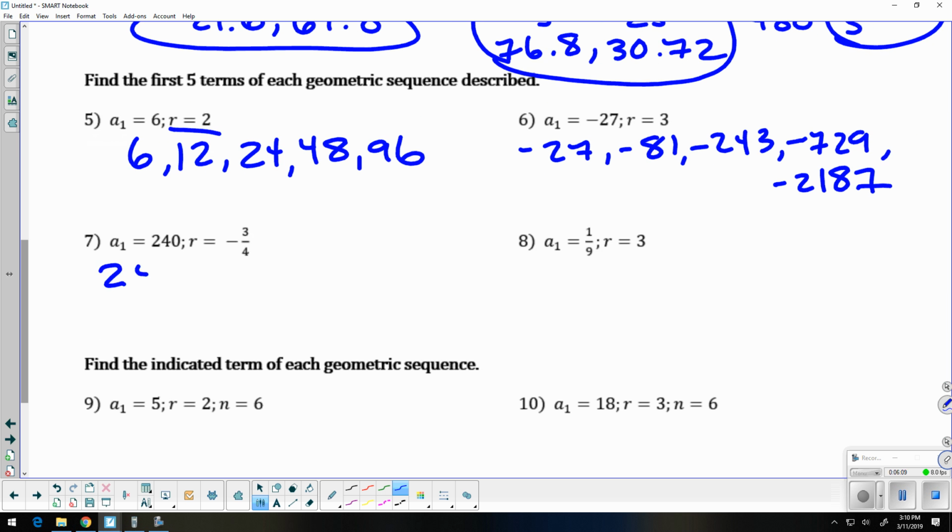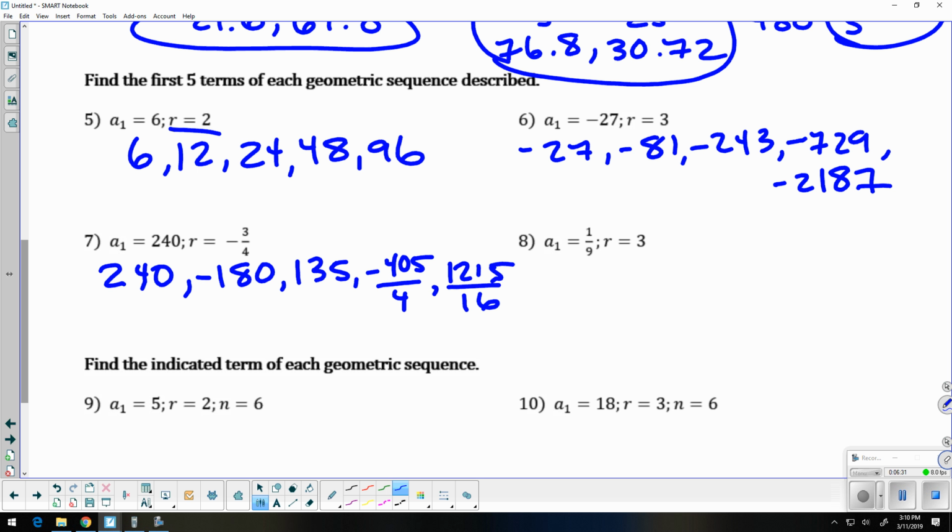Coming down to our next one, number 7. So we're starting with 240. And then we're multiplying by negative 3/4 each time. So the next one should be negative 180. After that, it should be positive 135. Multiplying by negative 3/4, you'd have negative 405 over 4, or the decimal is fine too. After that, it's going to be positive 1215 over 16, or again, the decimal equivalent would be fine as well.